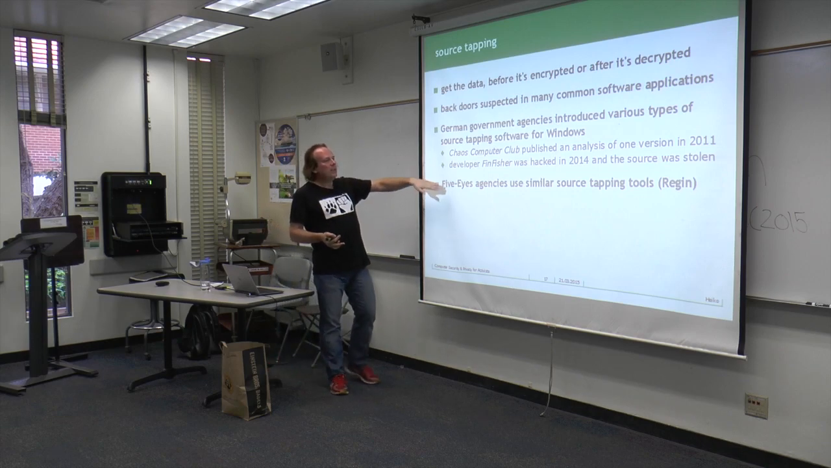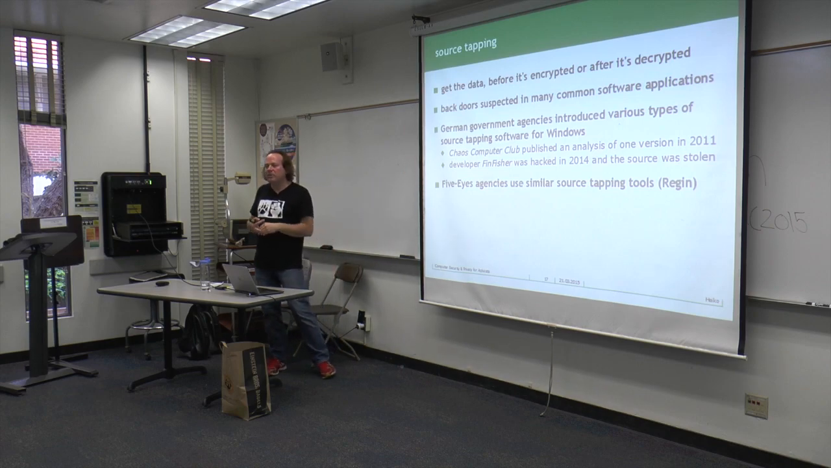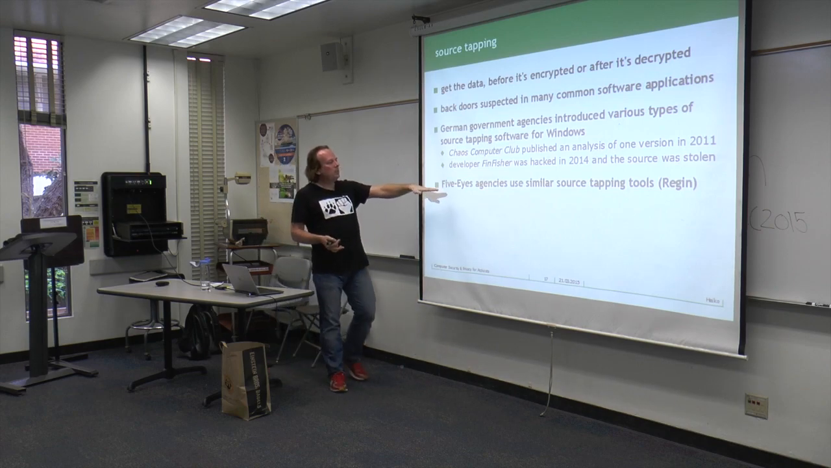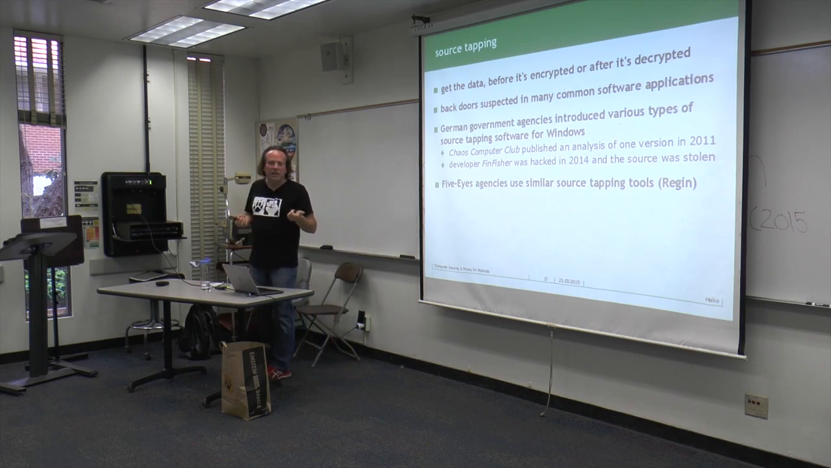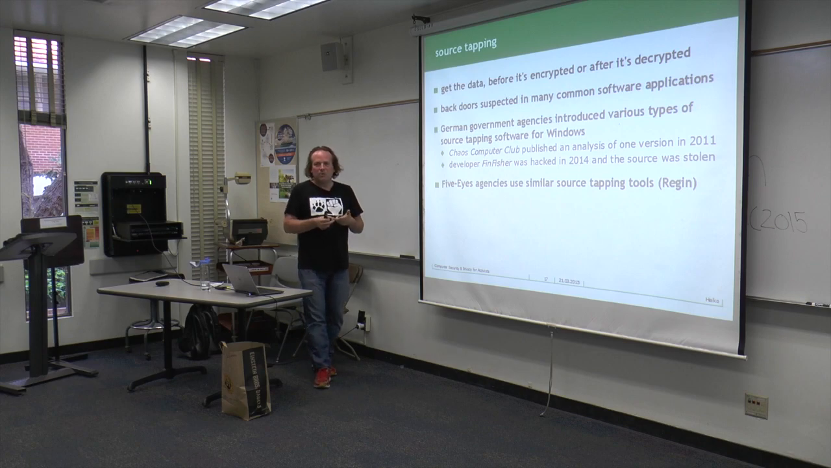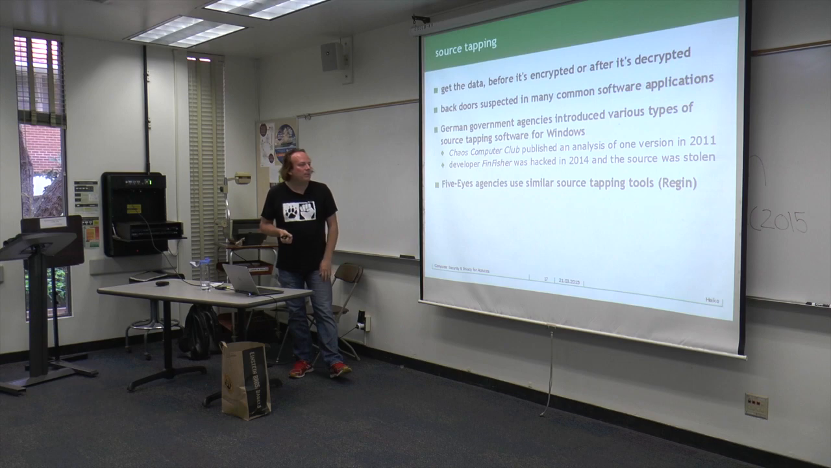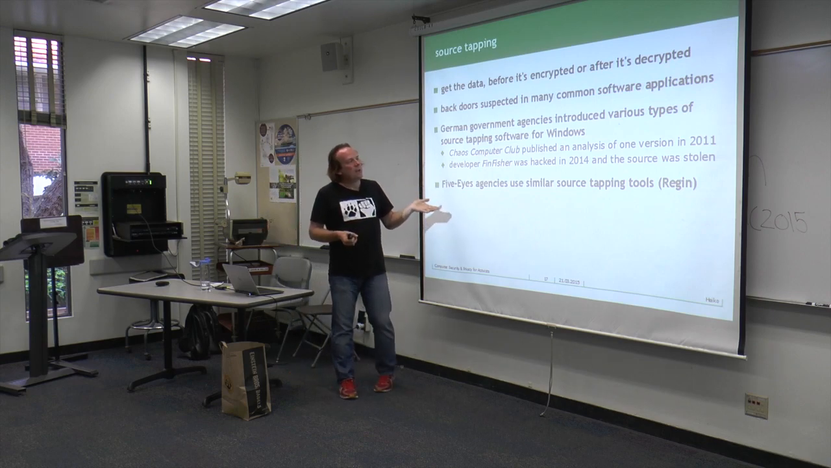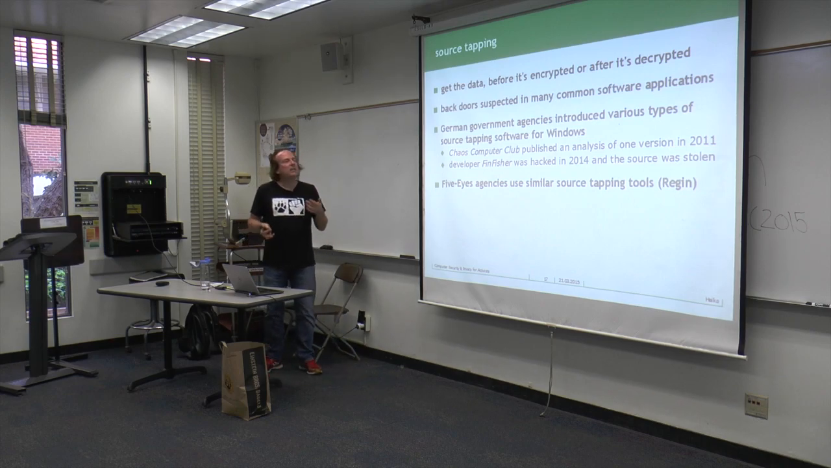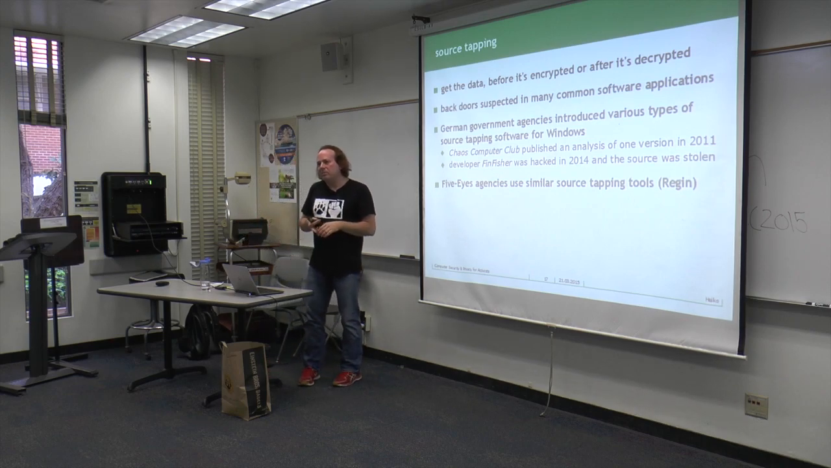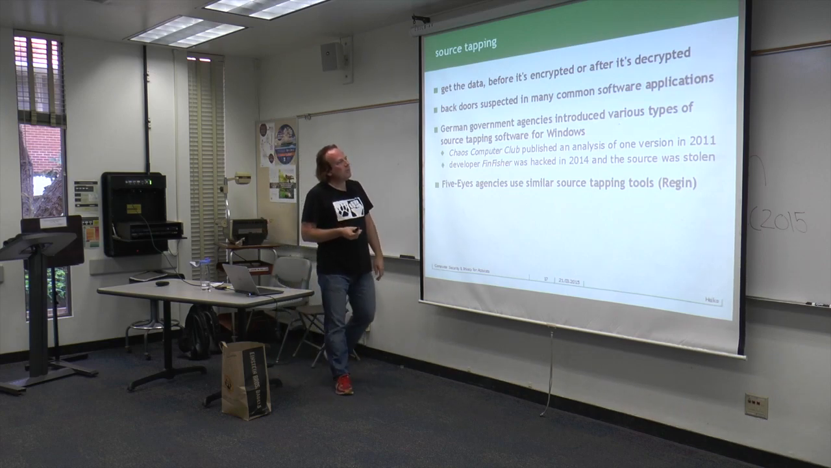There is the Regin project, which is equivalent to the German spy trojan software, which is used by the Five Eyes agencies, which are the US, UK, Australia, New Zealand, and Canada. So they're using that spy software. There's a lot of software out there which has the sole purpose of infecting computers and getting at the information before it actually gets sent to some kind of encryption algorithm.